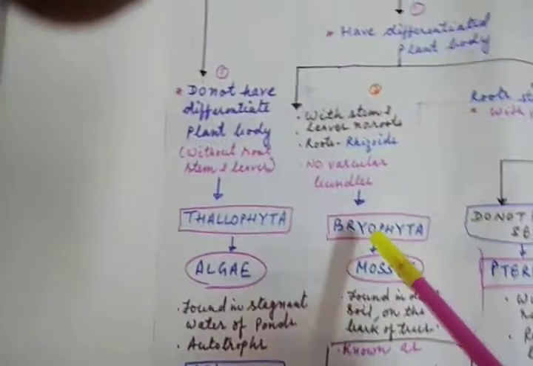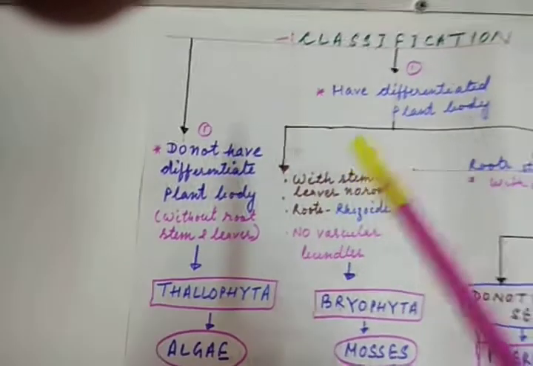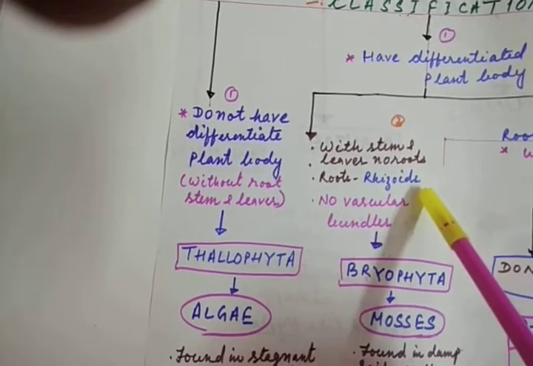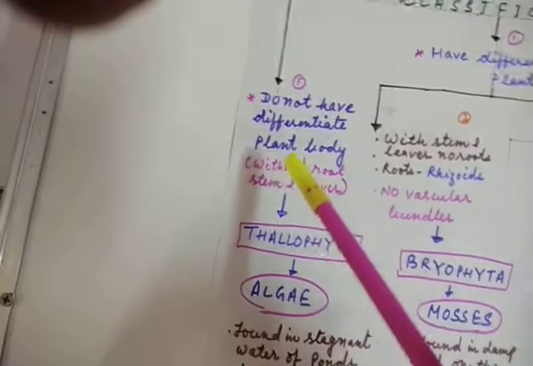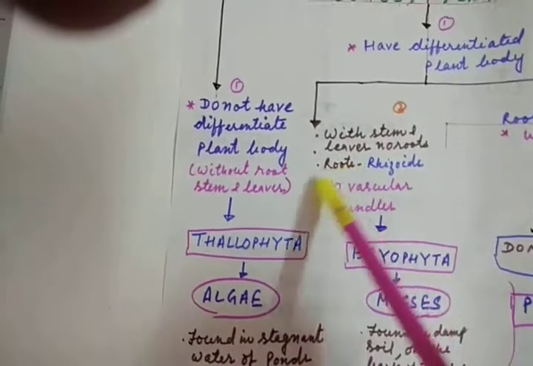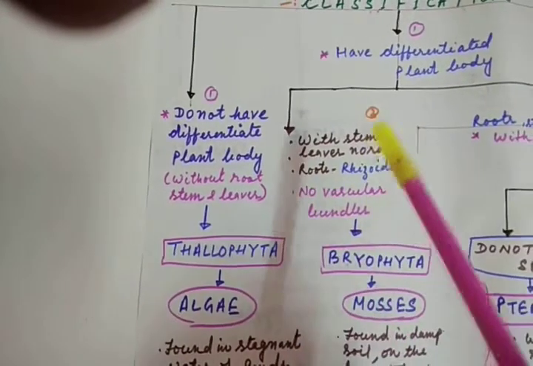We will go to the second category, Bryophyta. Bryophyta are more developed than Thallophyta. So they have stem, they have leaves, but they do not have roots. What they have? Root-like rhizoids are present. Okay. So in this comparison, Thallophyta have no stem, no leaves. Bryophyta have stems and leaves. And they do not have vascular bundle, means there is no xylem and phloem tissue.